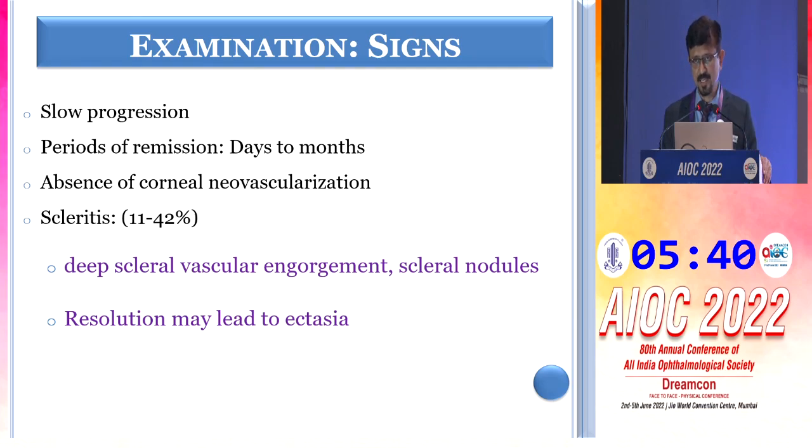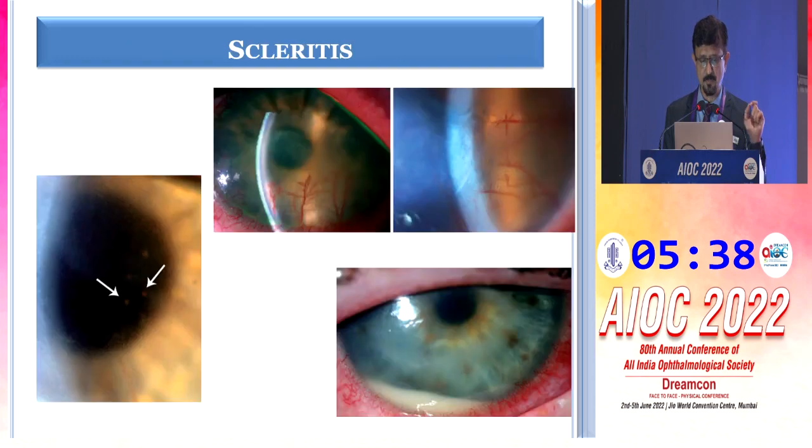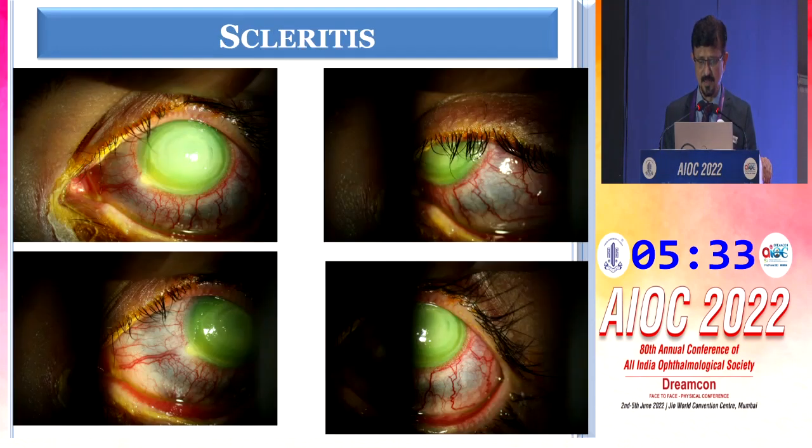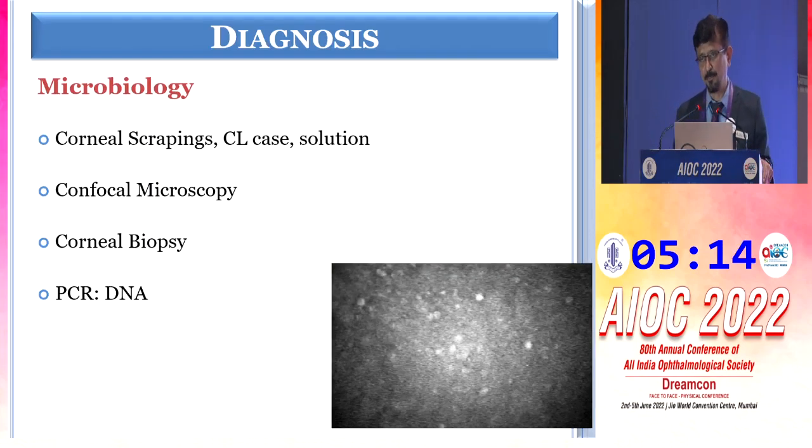And as I said, it's slow progressing, doesn't have much vascularization, but if there is scleritis or limbitis, then you can have vascularization like this, or you can have scleral nodules, which can thin out with time. And this is one case wherein there was a fleeting type of scleral nodule that we saw, and throughout 360 degrees, the patient had nodule, and then there was atrophy, and then again there was a nodule. So such a thing can happen.